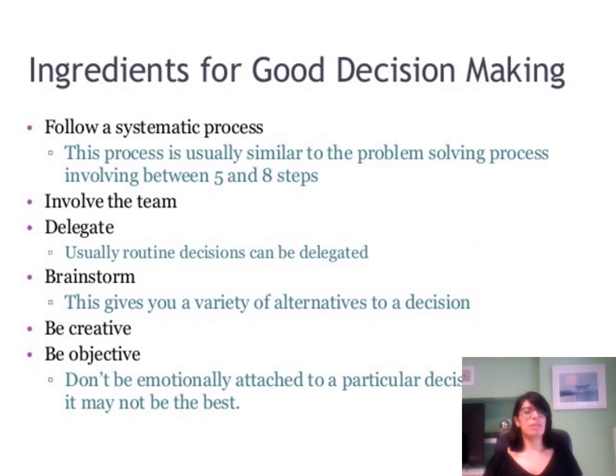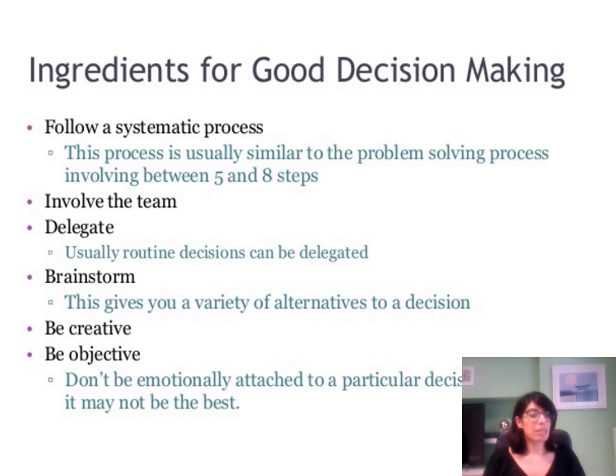Let's take a look at the key ingredients for good decision making. The first is that you follow a systematic process. You typically have between 5 to 8 steps to follow in order to solve the problem or to make a decision. Involving the team is a great idea because multiple brains are better than just one brain. Some decisions can be delegated, and over time you might find that you start delegating more and more decisions as your team become more and more equipped.